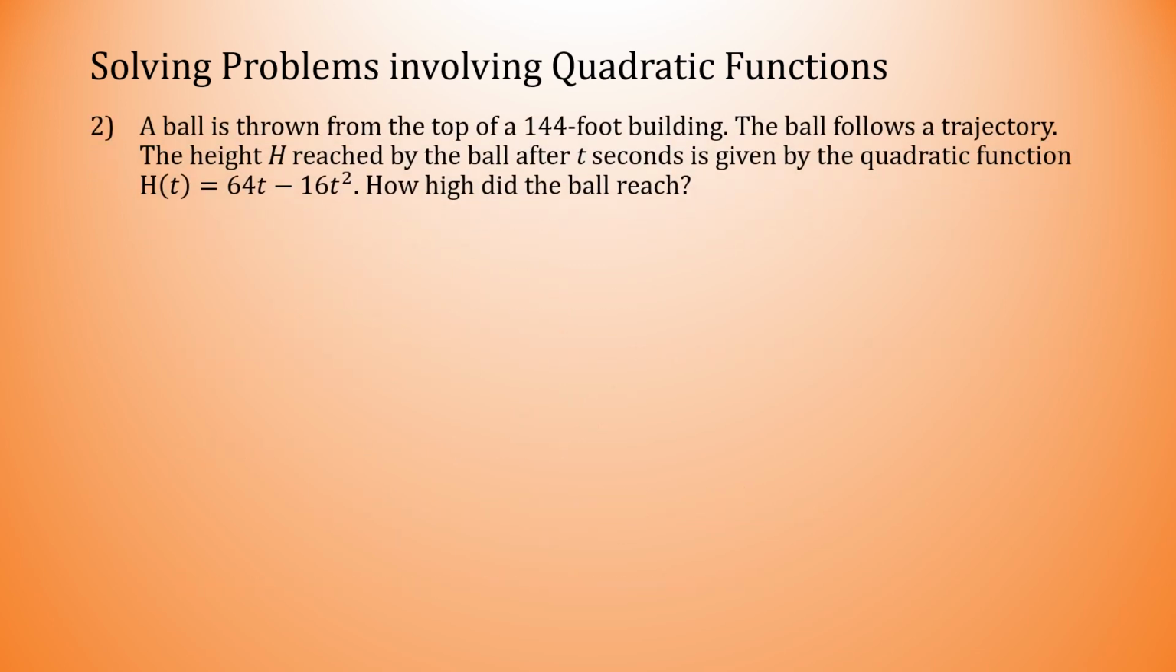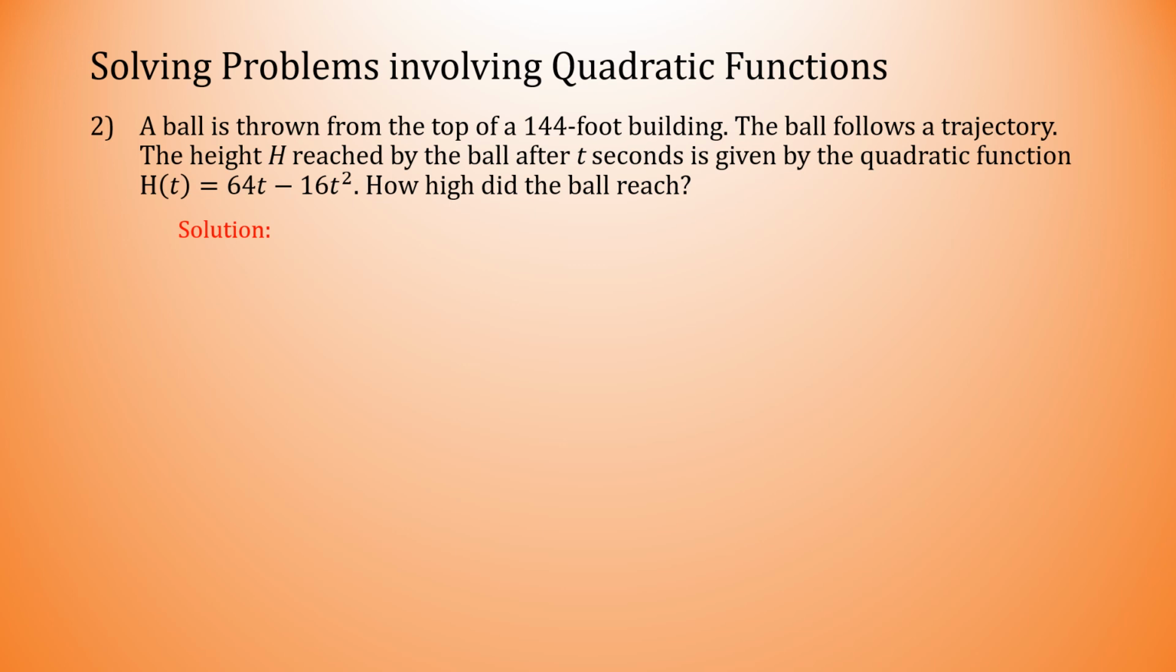So let's have another example. A ball is thrown from the top of a 144-foot building. The ball follows a trajectory. The height h reached by the ball after t seconds is given by the quadratic function h of t is equal to 64t minus 16t squared. How high did the ball reach?